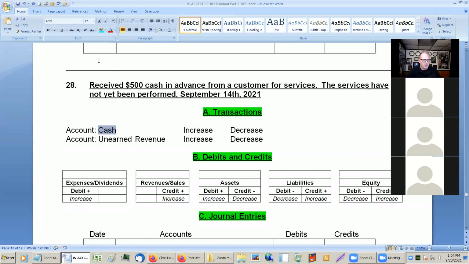All right, so cash. Unearned revenue is also a liability, and it's increasing. In fact, I am going to put that as liability, just so that we're perfectly clear that this is not really a revenue.